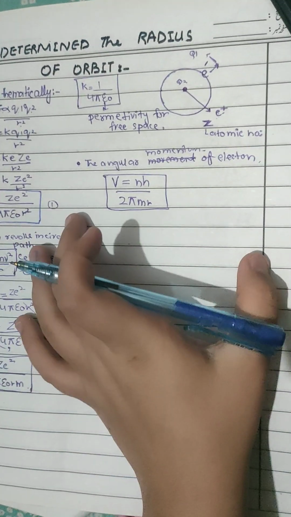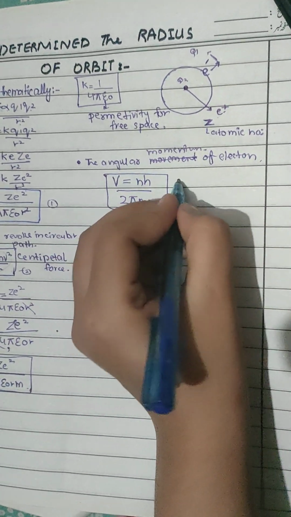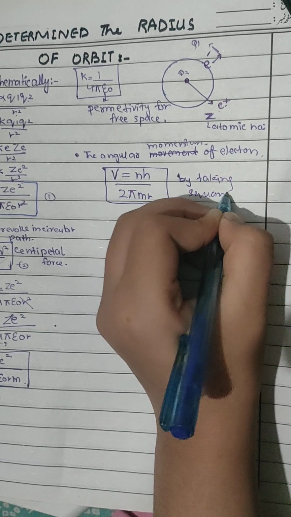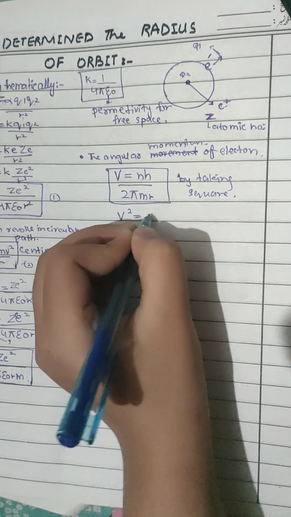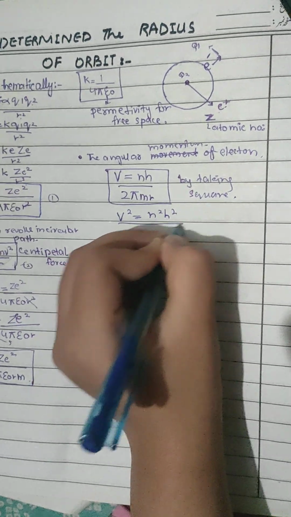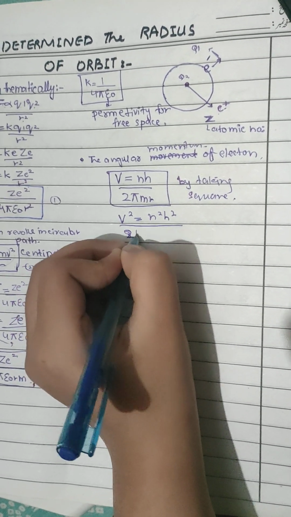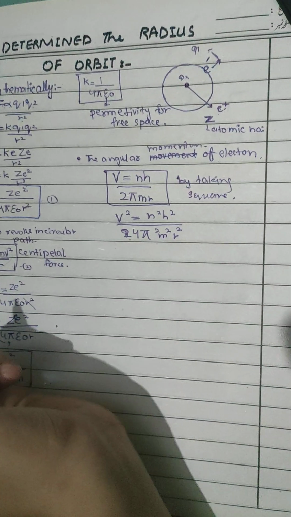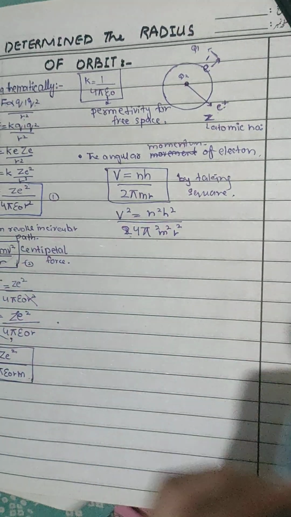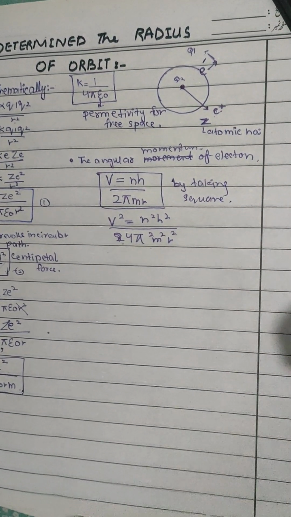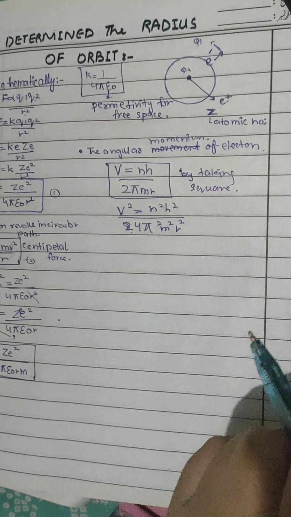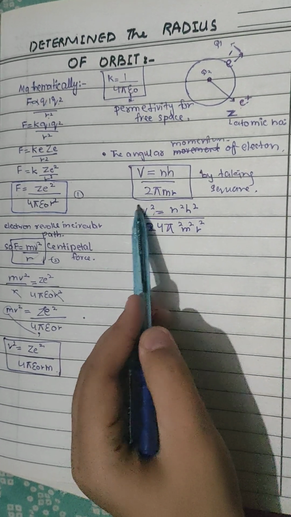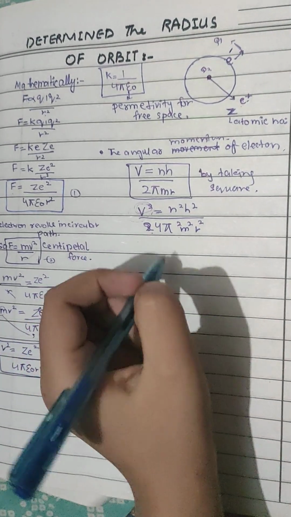Okay, so now we're going to take the square of this whole equation. We got v square is equal to n square h square upon 4 pi square m square r square. Okay, I put only the square on the whole equation. Now put the value of v square in the equation third. The value of v square which we get over here, now we're going to put it in this one.